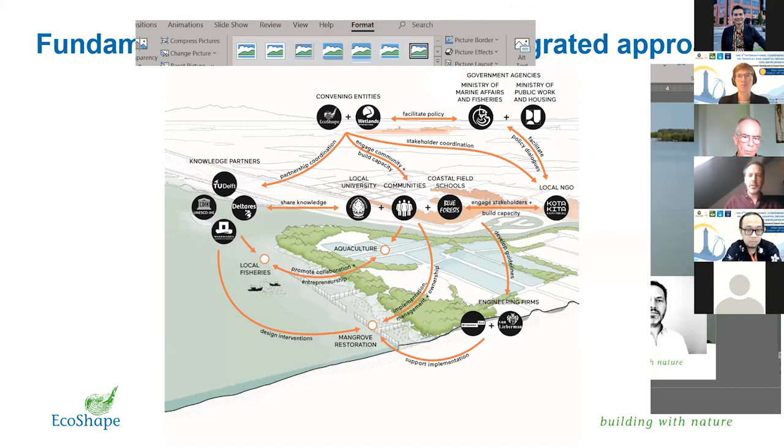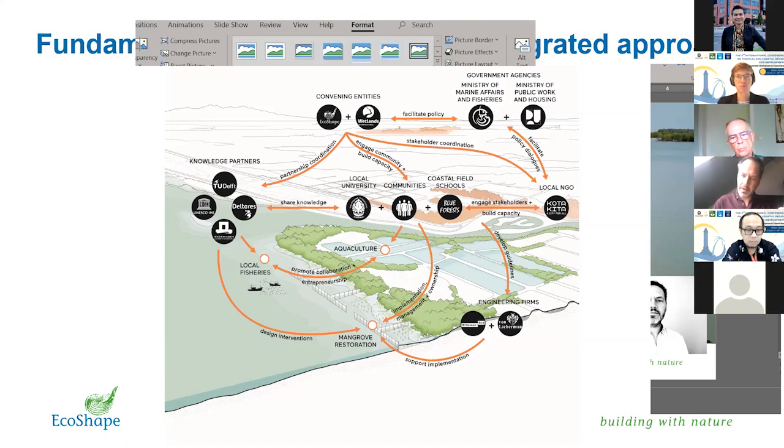So the fundamental research is crucial for really understanding how these innovations work in practice. It is also important that fundamental research is part of a larger integrated approach, so that we can convey these lessons from the scientific research to the community and to local educational programs. So for the long run, they can be applied by the local communities. It's a very complex interaction between knowledge partners, local communities, local universities like UNDIP, NGOs like Blue Forest, specialized in aquaculture revitalization, the ministry at national, provincial and local level, and also the engineering firms being able to design practical applications that can be applied elsewhere.